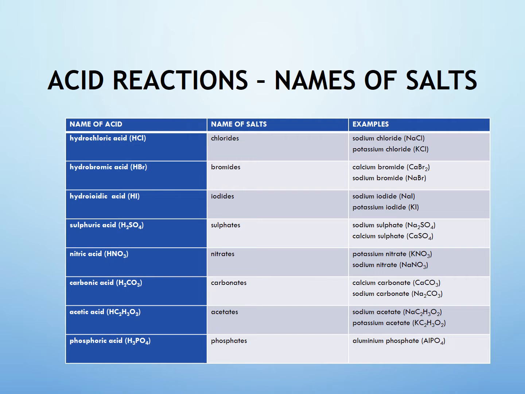Looking at the next example, hydrobromic acid contains one hydrogen atom and one bromide atom. The hydrogen is again swapped, but the bromide ion remains in the salt generated, such as calcium bromide or sodium bromide. As you look down the table, you can see this trend is illustrated again and again.